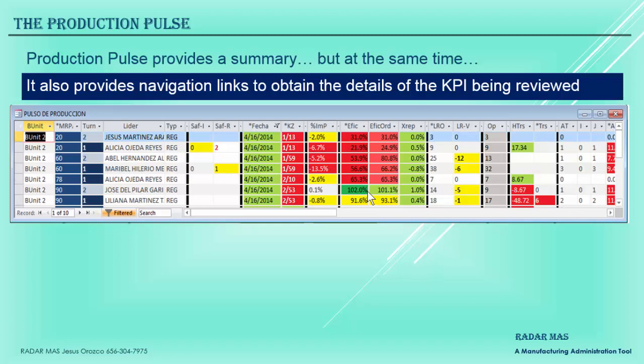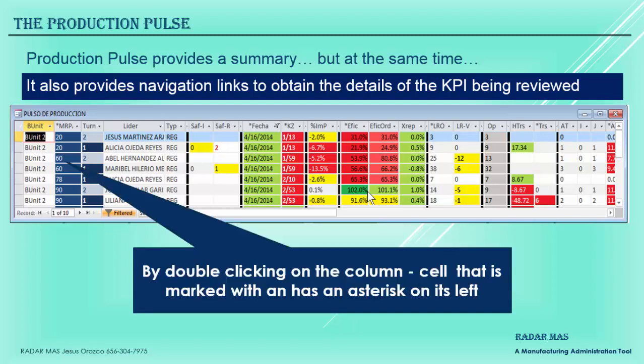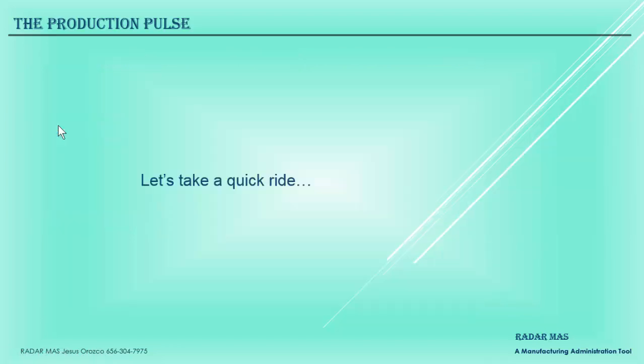The production pulse also provides a navigation link to obtain the detailed information of the KPIs that are being reviewed. This is done by clicking or double clicking on the column and cell that is marked with an asterisk on its left. Well, now let's take time to do a quick live review.